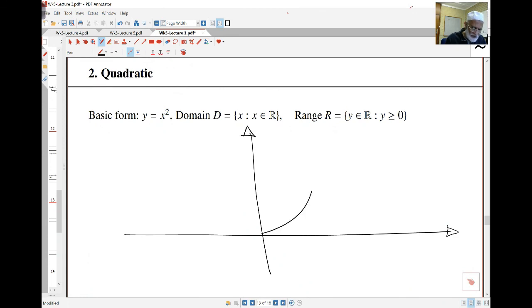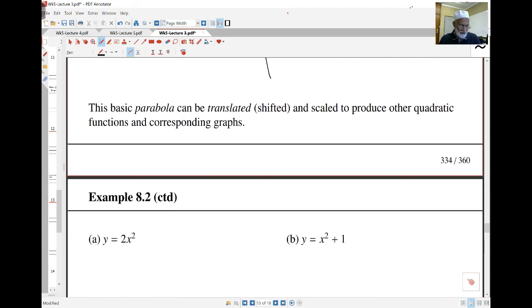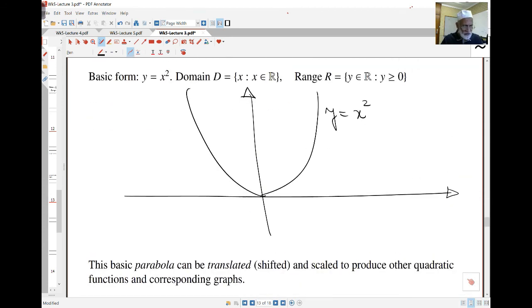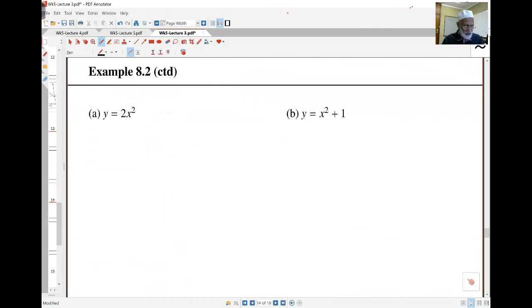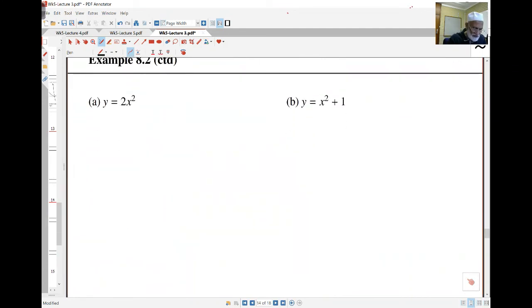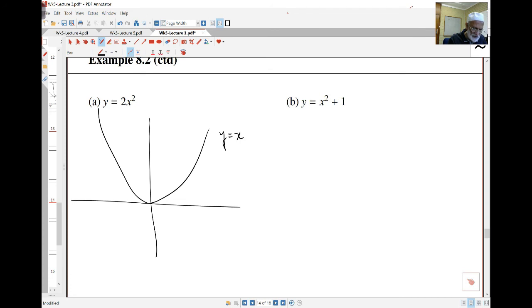So this essentially is y equals x squared, something like that. And we can move this around, translate this, and so on, and scale it. So let's have a look at some of these. Y equals 2x squared simply scales it. So before the parabola, y equals x squared, if I draw that, you can see how these things change. This is y equals x squared. So the value here, 1, 1.